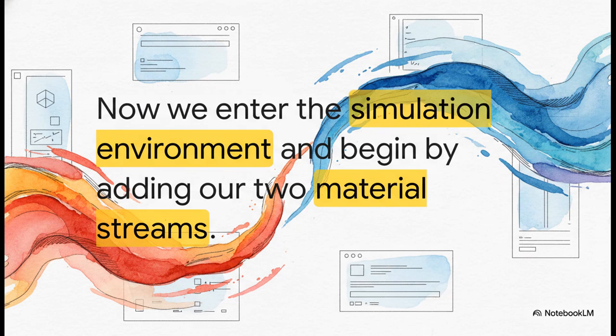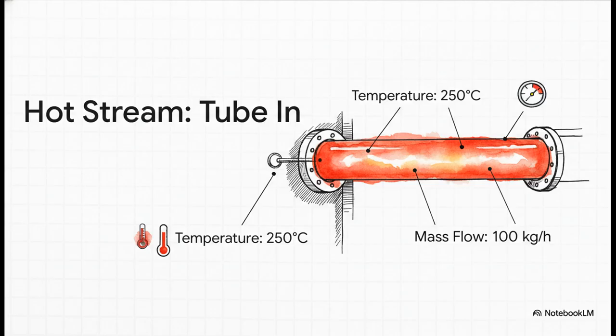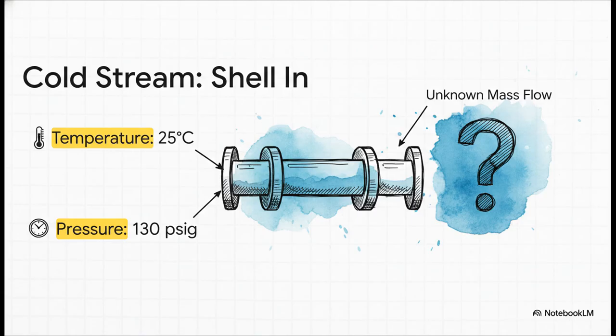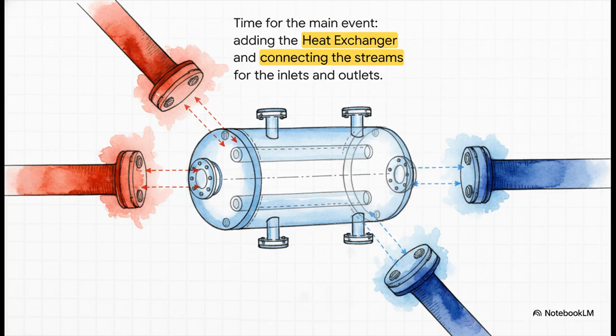We'll start by adding our two water streams. First up is the hot stream. We'll plug in all its conditions, including that 100 kilograms per hour flow rate. Now for the cold stream. We add what we know, but leave the mass flow blank. That's our unknown.